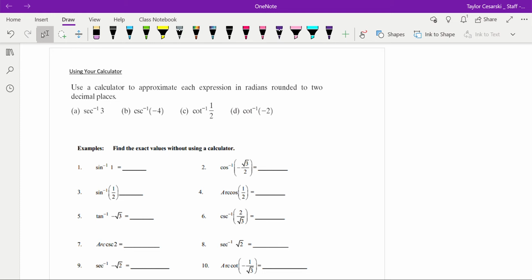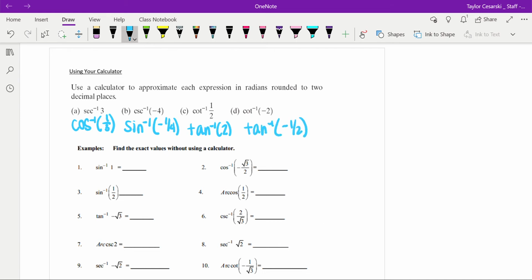Now, here's the key, though. It's like what I just said, is that there's no secant, cosecant, or cotangent button on your calculator. You have to put them in terms of sine and cosine. So instead of secant inverse of 3, we're going to have to type in our calculator cosine inverse of 1/3. Again, still in radian mode. We're going to have to type in sine inverse of negative 1/4, tangent inverse of 2, and tangent inverse of negative 1/2.